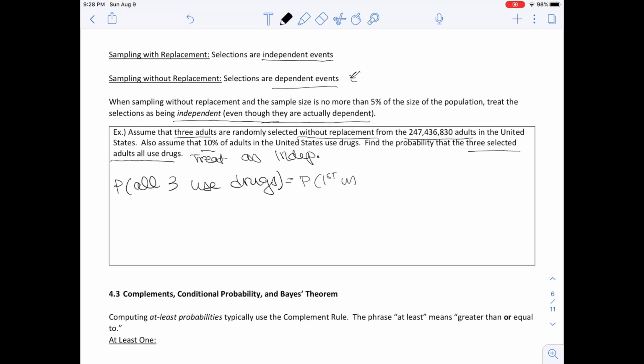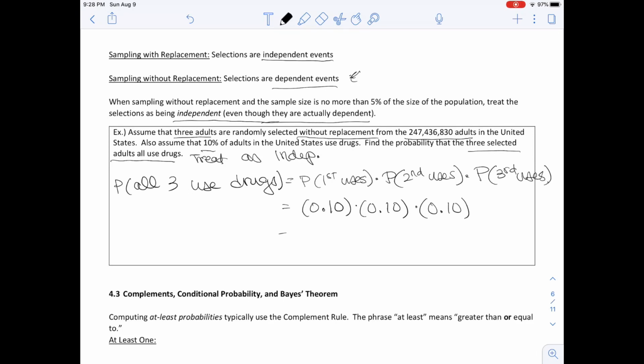And so we're going to have the probability that the first uses drugs times the probability that the second uses drugs times the probability that the third uses drugs. And we saw that up above for independent sampling. And again, it would be the probability that all 3 use drugs. So probably the first does, and the second, and the third would be our connective word. And the probability that the first person uses drugs is 10% or 0.10 times the probability the second would be the same, and times the probability the third would be the same also. Multiplying this together, we get 0.001.